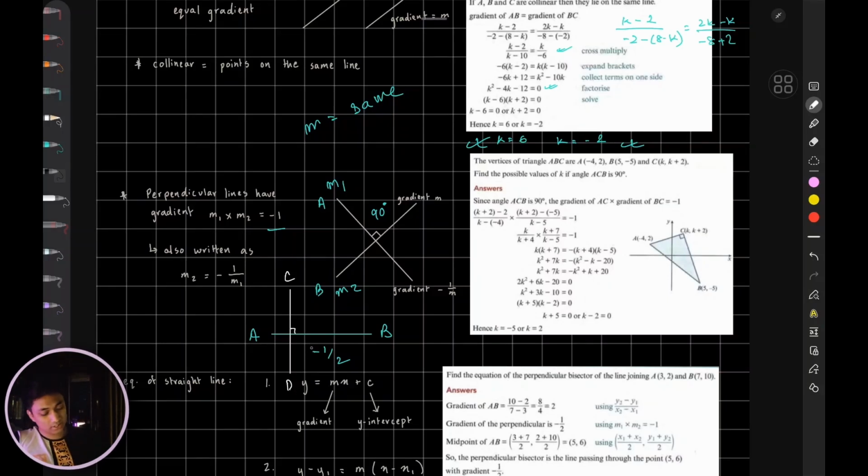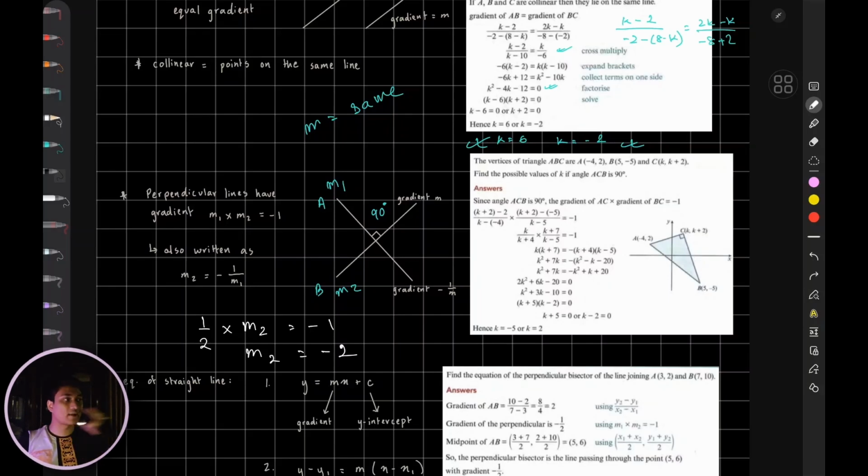Or you can plug it in the formula, that is, m1 times m2 is going to be minus 1. So let's say again, if m1 is half, you don't know m2, but you know the product of both the gradients should be minus 1. So naturally, your m2, if you make it the subject, is going to be minus 2 because you take the 2 to the other side. So this is exactly what we found out when we directly applied the notion of negative reciprocal.